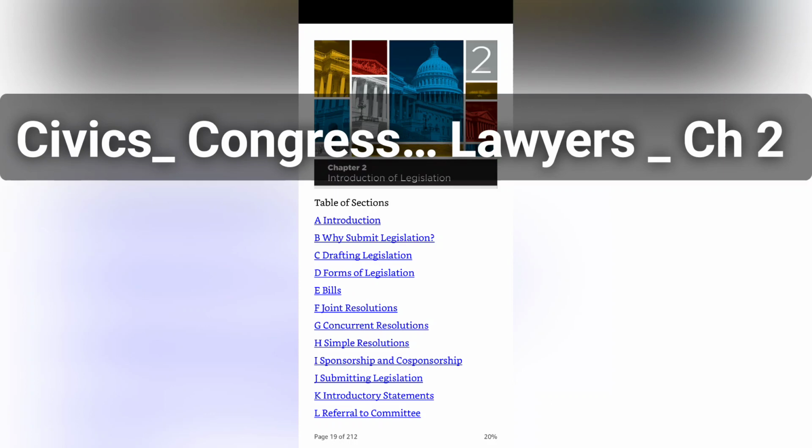Legislation presented to the President. President signs measure, measure becomes law. If President does not sign measure into law within 10 days, if Congress is in session, measure becomes law. If Congress is not in session, measure does not become law. Pocket veto. President vetoes measure. Measure does not become law unless both chambers override veto by 2/3 majority.